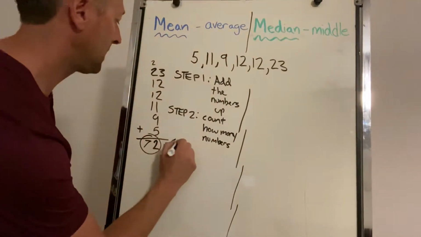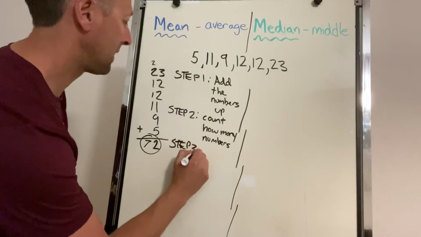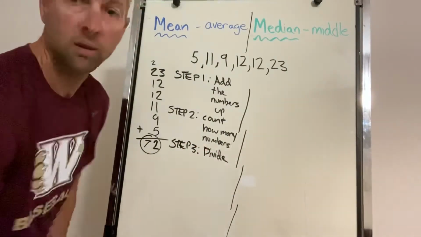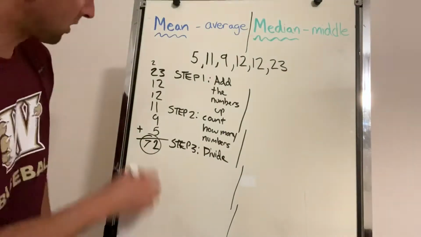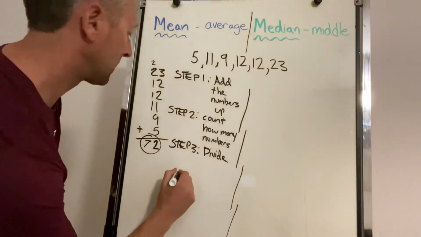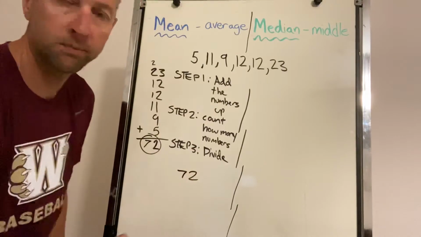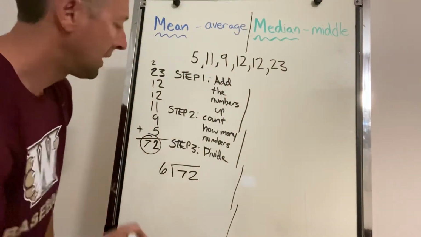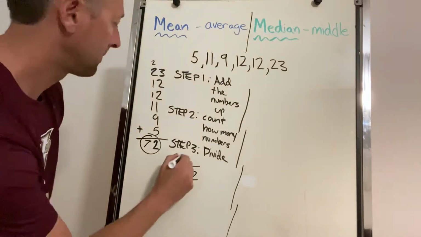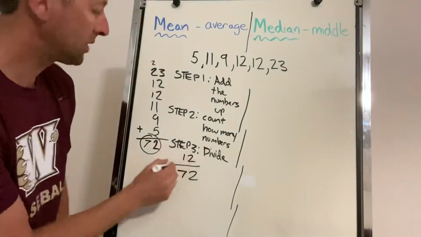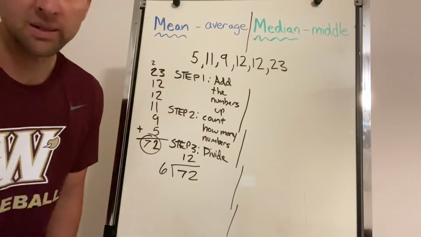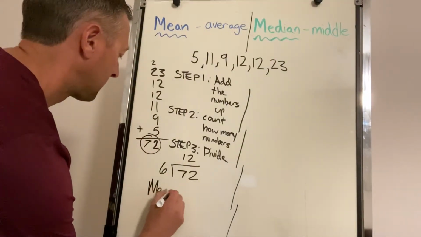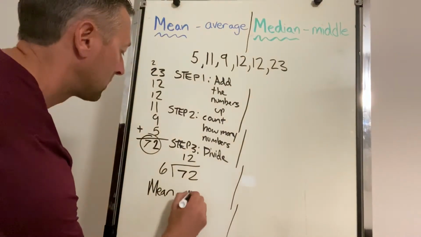And then step three, I know you guys are already ahead of me on this one. Divide, that's all we have to do. So our total is 72. So we're going to go 72 divided by how many numbers we have, which was 6. And 6 goes into 72 12 times, because 12 times 6 is 72. So our mean equals 12.